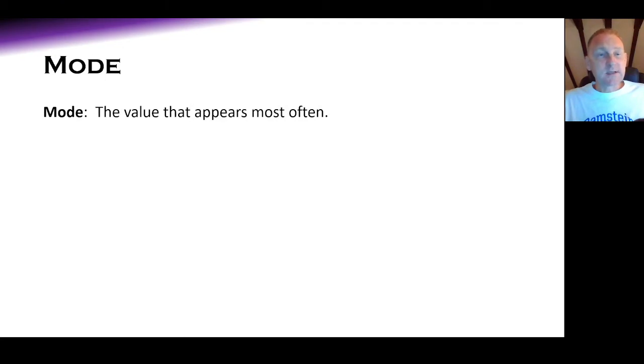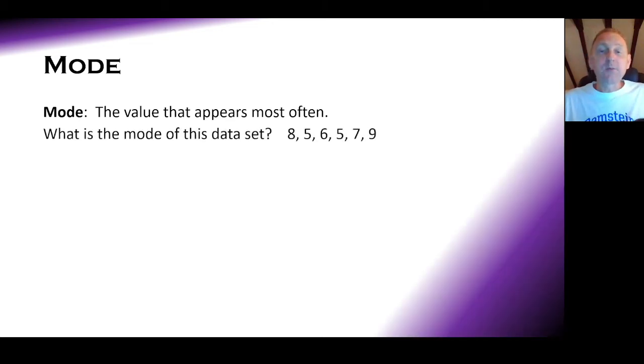The next thing I want to talk to you guys about is mode. Mode is the value that appears most often in a data set. If a number does not appear more than once, then you have no mode. So it has to appear more than once. What would be the mode of this data set? We've got 8, 5, 6, 5, 7, 9. Well, to figure out the mode, you just find out which number appears most often. And you can see here the 5 is what appears most often.